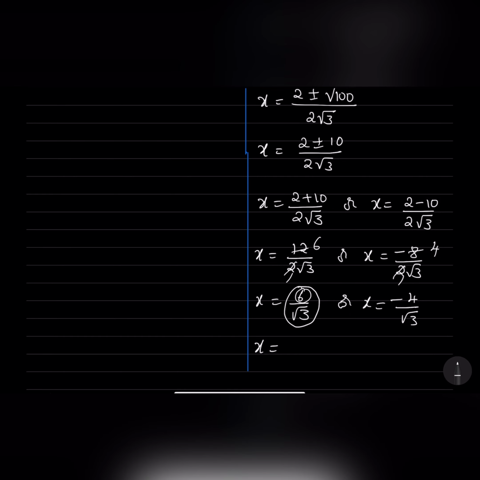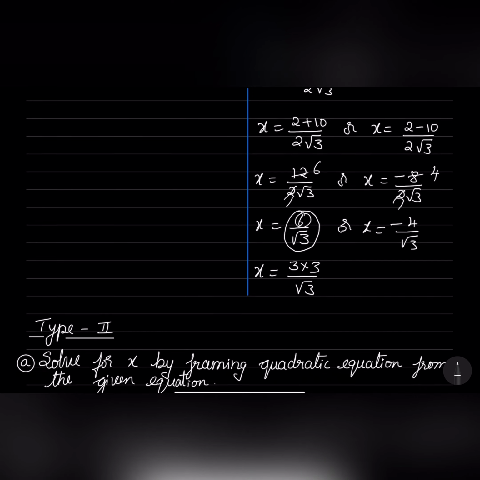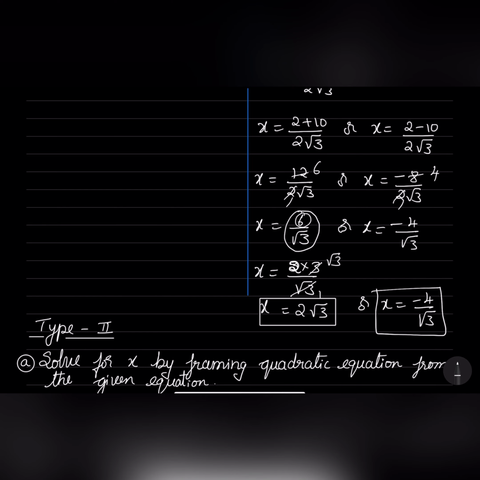This 6 can be written as 3 into 2 by root 3, and that will be root 3 ones are root 3, root 3 threes are 3, so it is 2 into root 3, that is 2 root 3. So x is 2 root 3 or x is minus 4 by root 3, which we have got from the first method also, the same values.